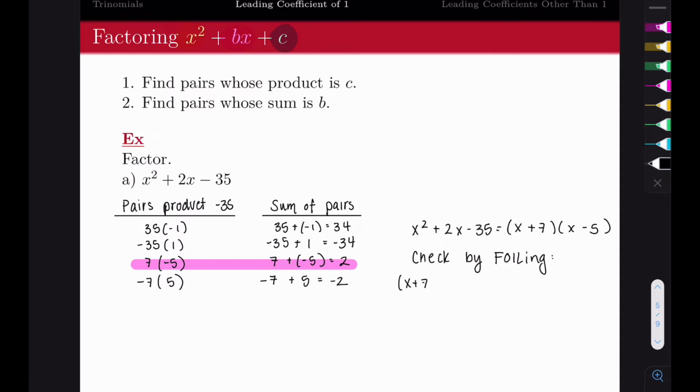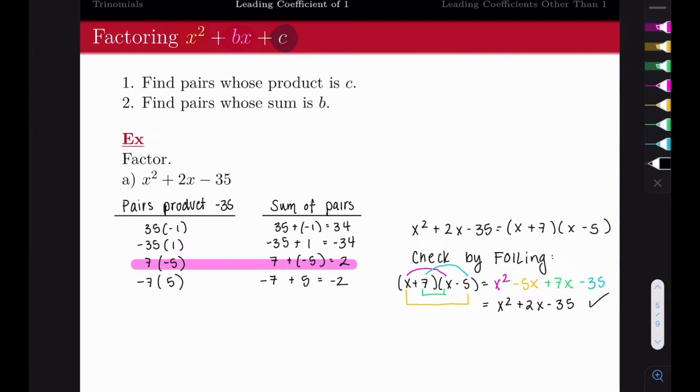We're going to take x plus 7 and times it by x minus 5. So if we do our first terms, that's going to equal x squared. The outer is minus 5x. The inner is positive 7x. And then the last is negative 35. So indeed, it lands us right back to where we started, and it is the correct factoring for this trinomial.